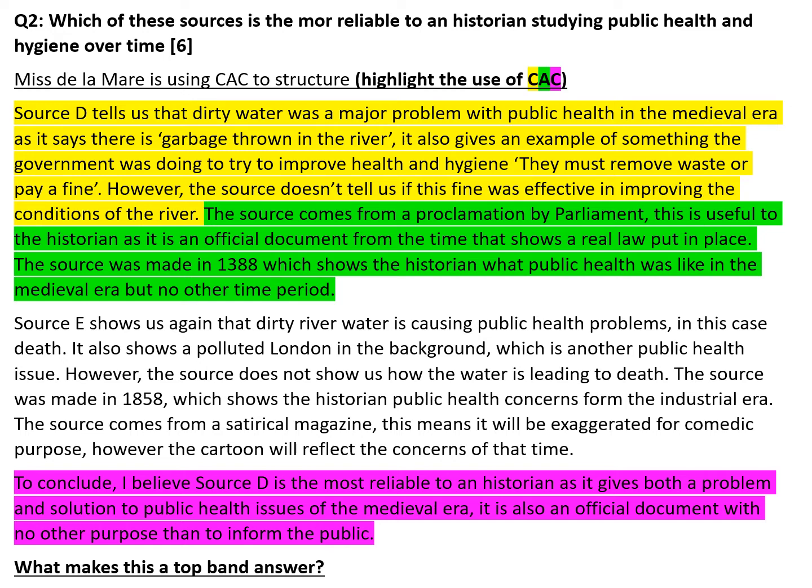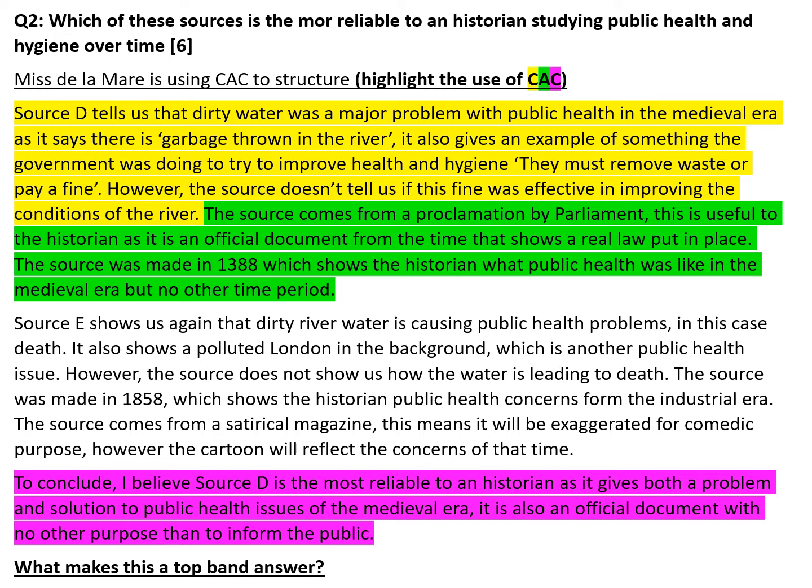So I said, however, the source doesn't tell us if this fine was effective in improving the conditions of the river. So I've said it's all very well to tell us the method that they're using to try and improve it, but they haven't actually said if that method was successful. So I've got content good, content bad. Attribution then. I need to find something good and bad about the attribution.